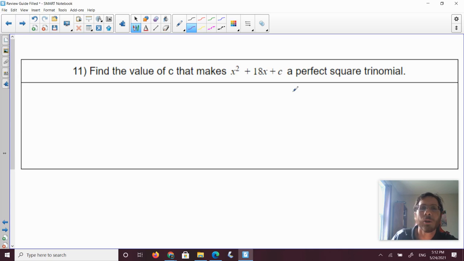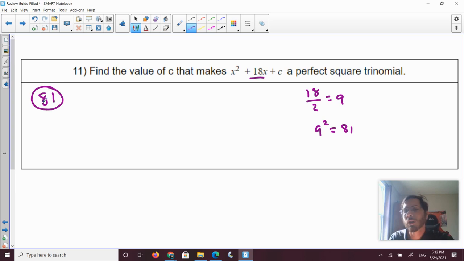For 11, we need to find a perfect square trinomial. So we can use a nice little trick. We can say that 18 divided by 2 is 9. 9 squared is 81, and that's it. We're done. It's 81.